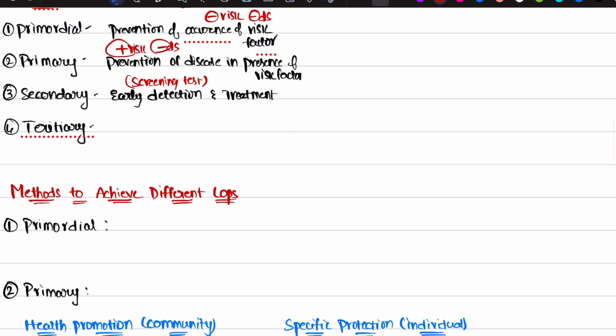And the tertiary, here the disease is already present. And I forgot to tell you, in the secondary the disease is present. Okay, in tertiary, here we are managing the complications. The disease is already present, so we are going to manage the further complications of that particular disease. Here in the tertiary, the management of complications and prevention of disability.